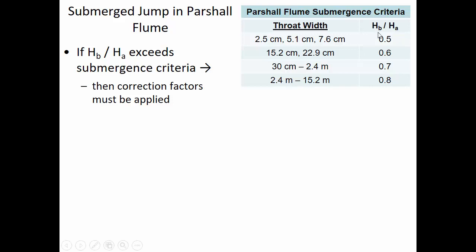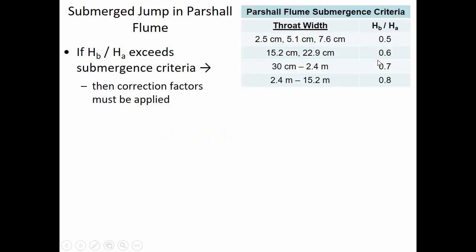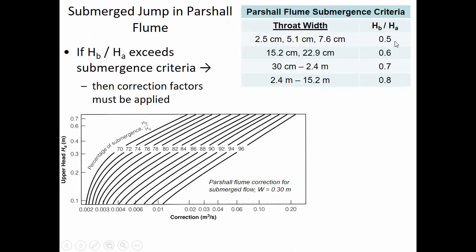So if B is, for instance, in a 30 centimeter width throat, if the depth downstream is 70% as high as the depth upstream, then beyond that you'd have to apply a correction factor. Below that, you don't have to apply the correction factor. You can just use the free flow equation that we had to begin with, this original equation. But if B is higher than the criteria limit, then you have to correct.